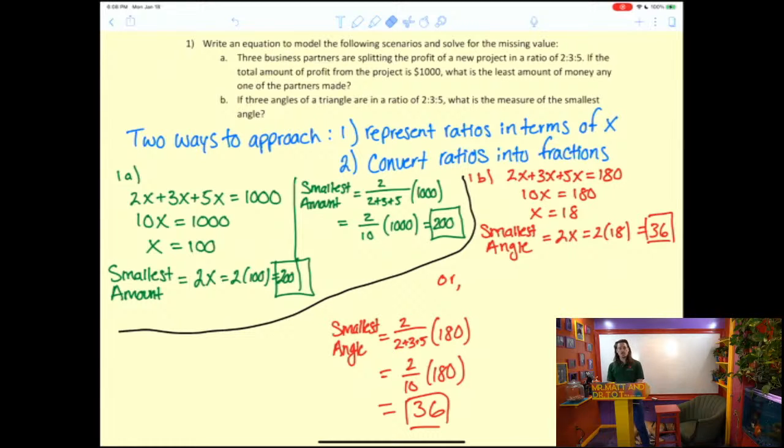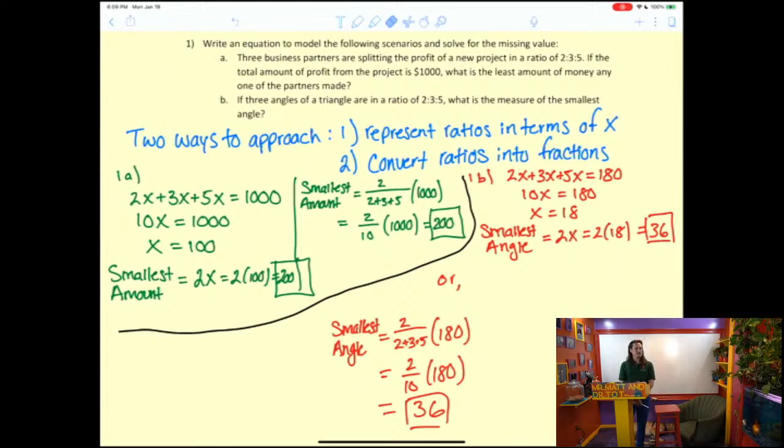Or in other words, 2 times some common multiple that we're calling x, plus 3 times some common multiple that we're calling x, plus 5 times some common multiple that we're calling x is equal to 1,000. That allows us to collect like terms, so 10x is equal to 1,000. Dividing by 10 on both sides, we get x is equal to 100.